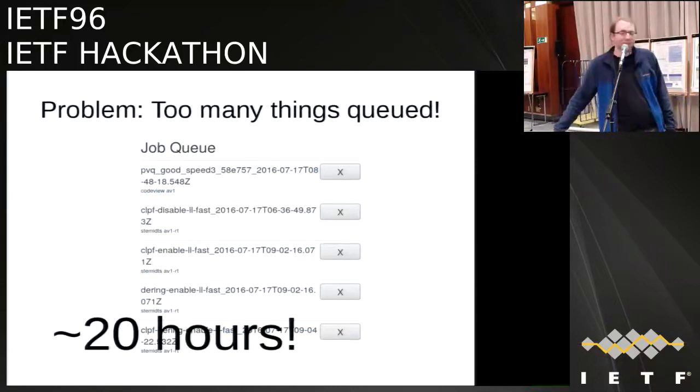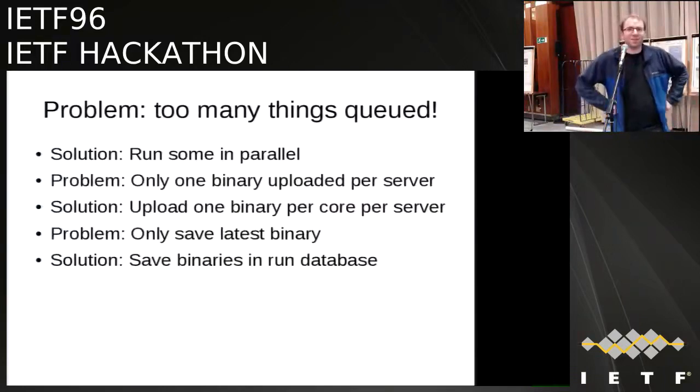So that's what I started working on. We need to fix this somehow. The solution to this problem is to run everything in parallel. And I got down the crazy dependency chain of that. So I ran some in parallel. Then I had a problem. In my testing tool, we only have one binary compiled and uploaded per server. So I needed to upload potentially multiple different things per server, which I implemented.